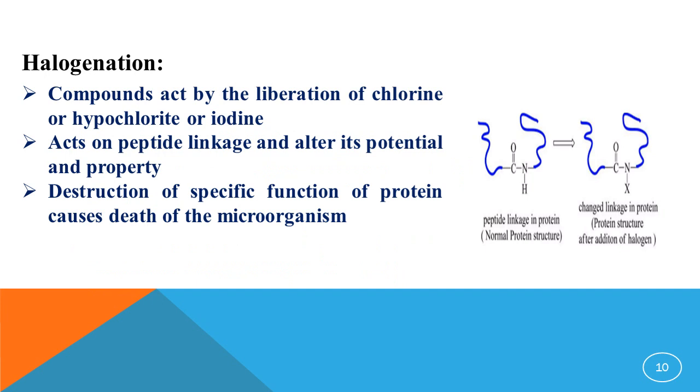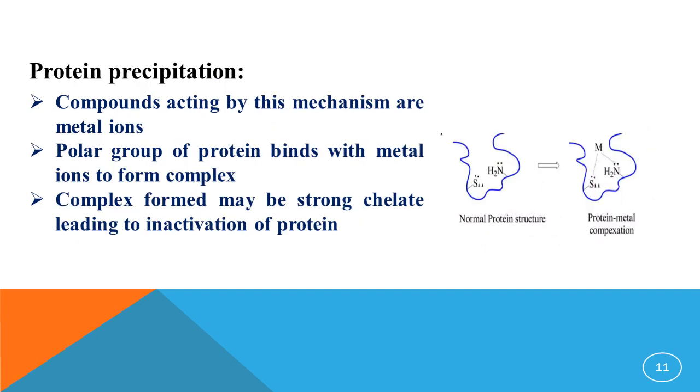Halogenation. Compounds which liberate chlorine or hypochlorite or iodine basically act by this mechanism. This category of agents act upon the peptide linkage and alter its potential and property by the insertion of halogen into the peptide linkage. This causes destruction of specific function of proteins that leads to the death of microorganisms.